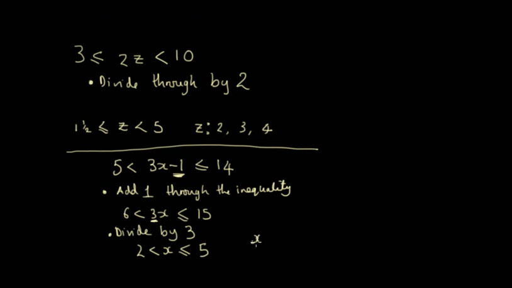So x can be, well, 2 is less than x, so x must be either 3 or 4. Now it can be equal to 5 as well. And these are all the whole numbers that x can take.